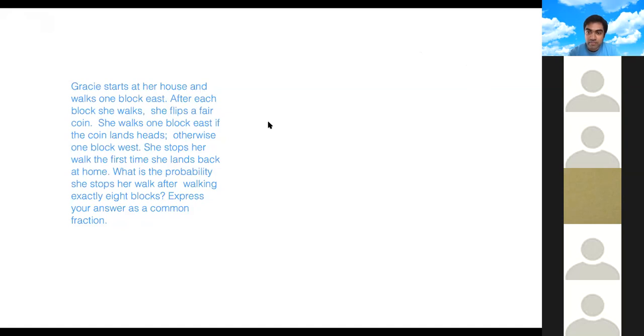Okay, so first, what I did was I found the number of ways where in eight blocks she went back home. So there's 2 to the 7th choices because the first thing is guaranteed. So we have 7 more. So 2 to the 7th ways to go.